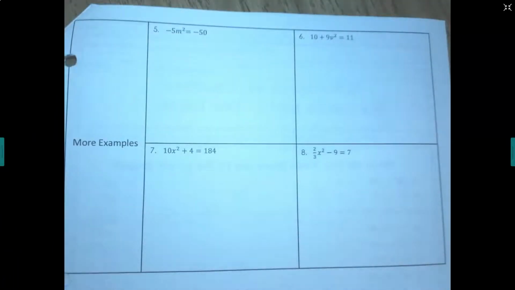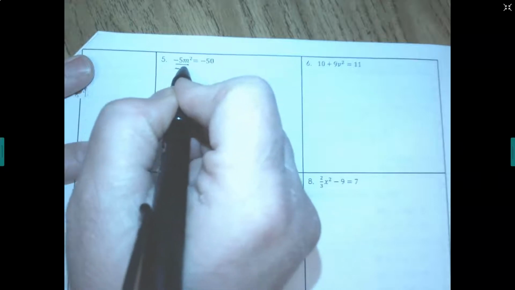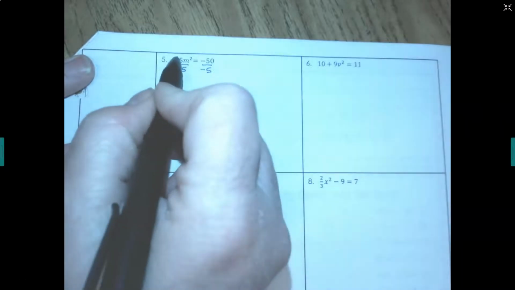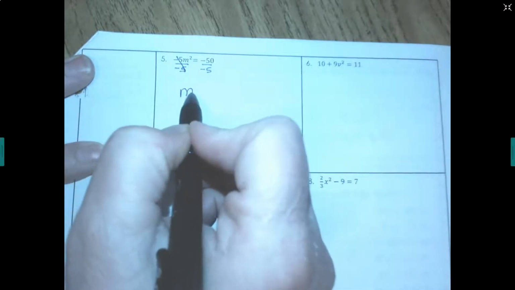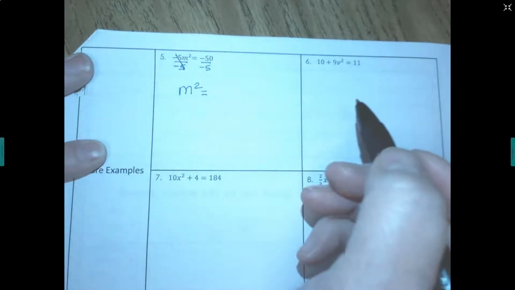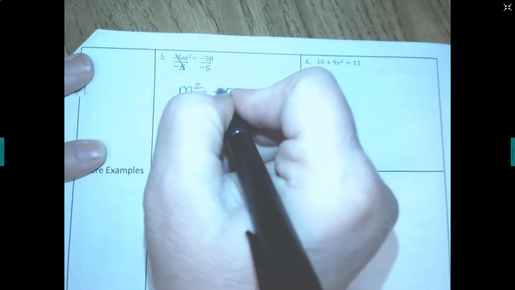Alright, so these can get a little more complicated because it's not always a perfect square on the other side. But let's take a look. So in this case, we're trying to isolate m squared by itself. So we're going to go ahead and divide through by the -5 to get m squared alone. And that leaves me with m squared equals -50 divided by -5, which is -10. Is +10, sorry.